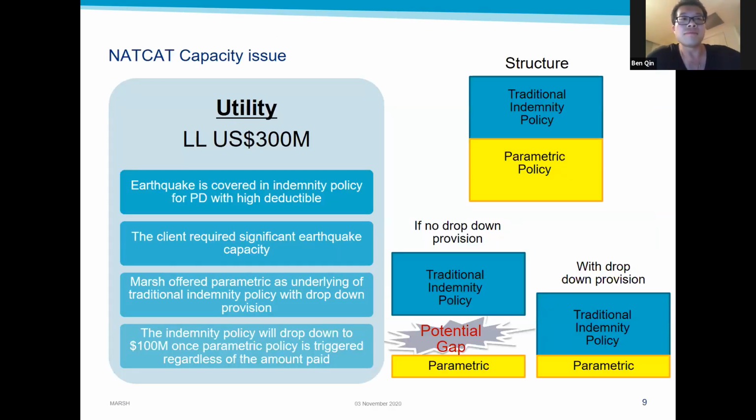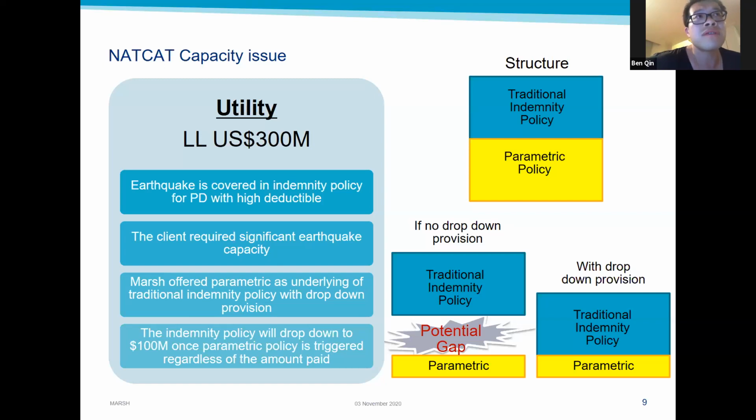Next slide, please. So this other example is around specifically Nat Cat, around earthquakes to be specific, and that's where we saw a need to plug a gap where traditional insurance down the bottom, in what we call a primary layer, is either cost restrictive or capacity constrained. Right. So in this case, we've actually set up the parametric as an underlying layer reacting first to a 300 million loss, and after exceeding 300 million, after exhaustion of the parametric layer, there is traditional cover sitting on top, right?